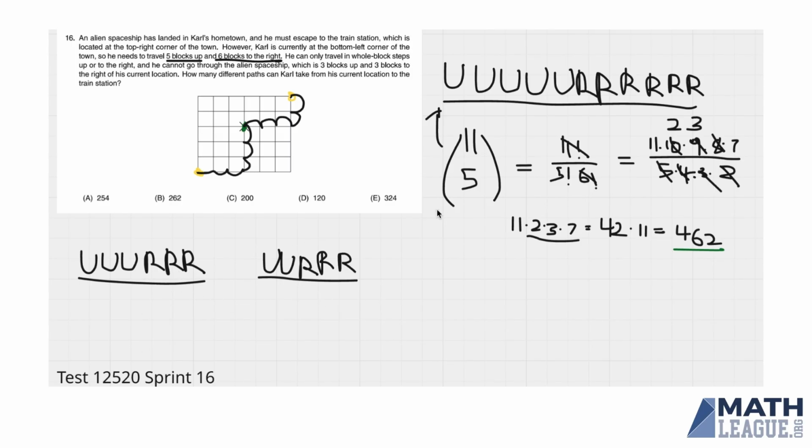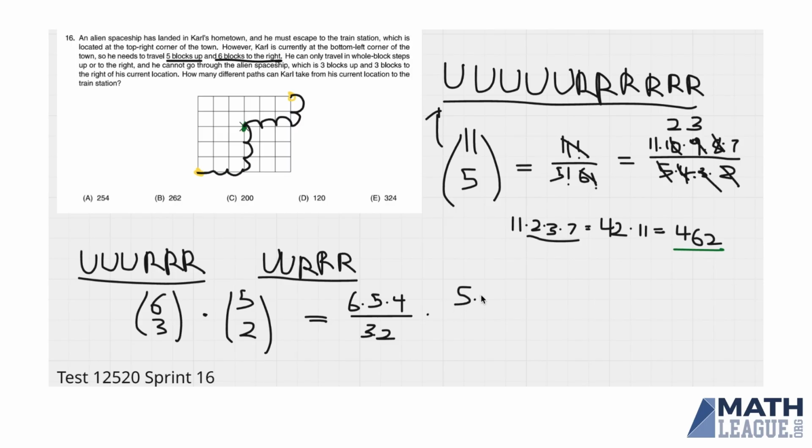So remember what we had here, right? The number of ways to permute 3 ups and 3 rights would just be the total number of movements, which is 6, and we choose 3 to be up or right without loss of generality. And we multiply this by 5 total movements for the second part, where we choose 2 ups. And this we can calculate to be 6 times 5 times 4 divided by 3 times 2, times 5 times 4 times 3 divided by 3 times 2.